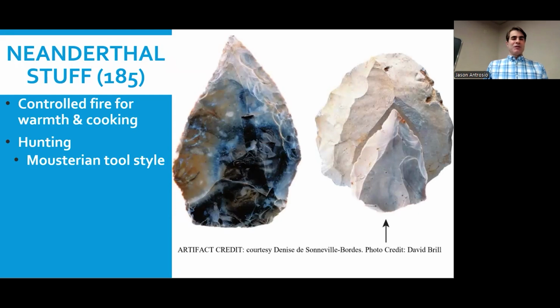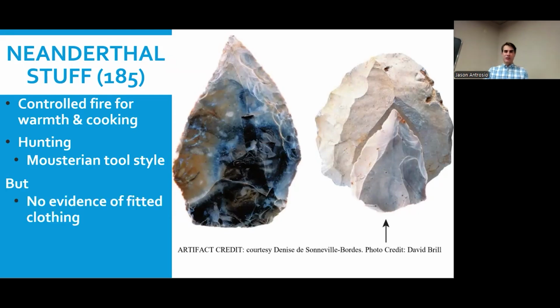However, what we don't see is evidence of fitted clothing. That's right. No fitted clothing among the Neanderthals. They're probably using animal skins and other things. What else was limiting with the Neanderthals?